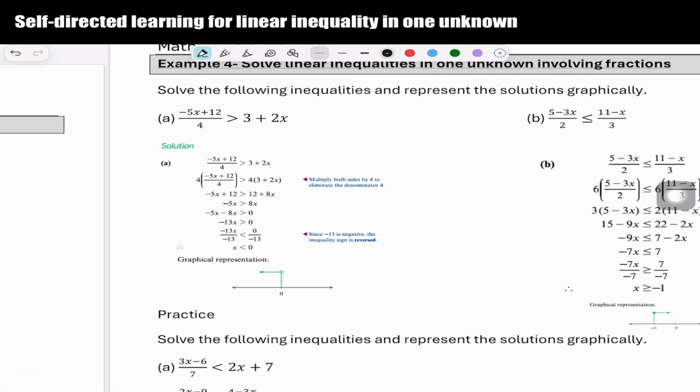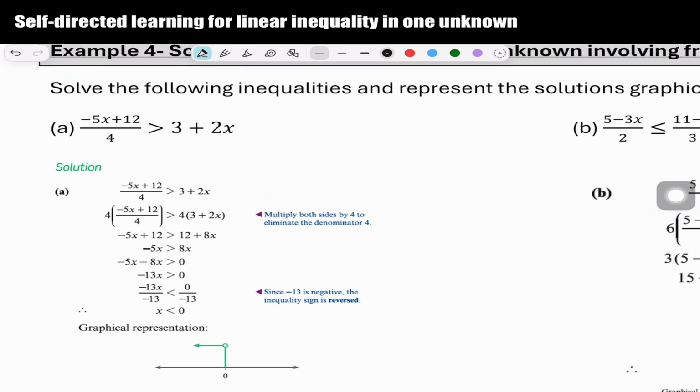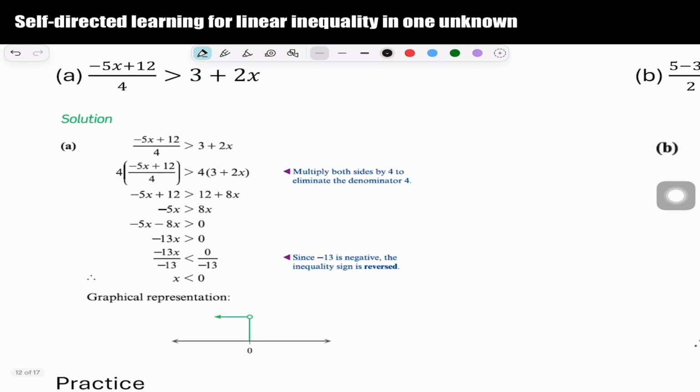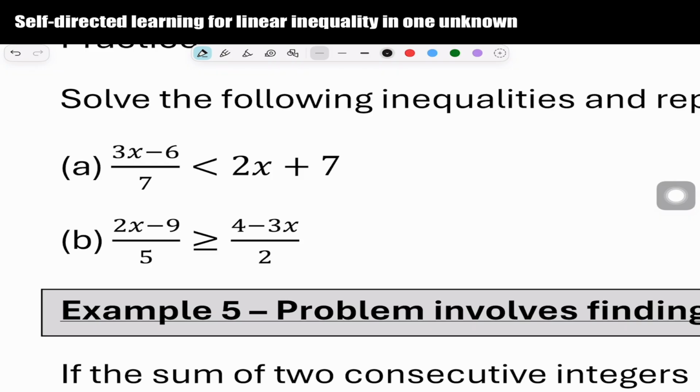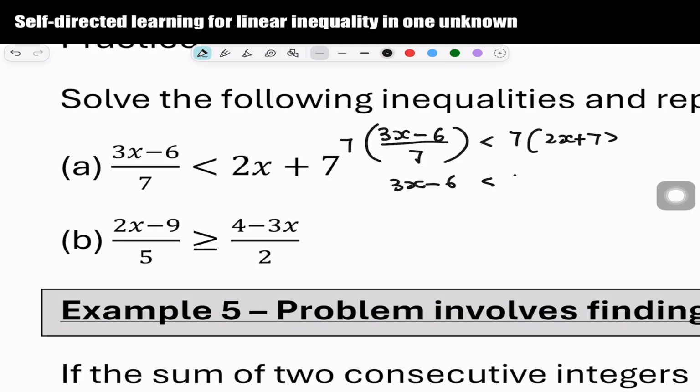And then when it comes to the fraction, basically you can consider this multiply by 4, and then you have the solution, and hopefully you can see it. Okay, read it, and then you can try the practice like this one. First step is you can multiply by 7. So you multiply by 7, which means now both left side and right side you multiply by 7. So we have 3x minus 6 less than 14x plus 49.